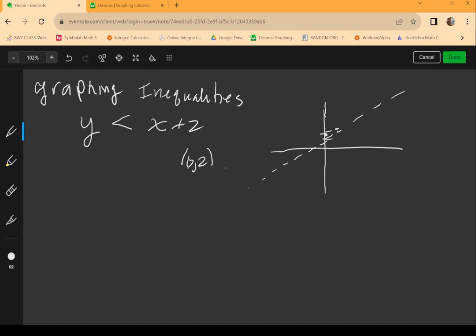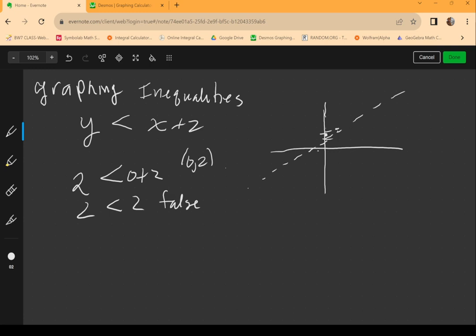So, for example, if I choose that y-intercept, the point 0, 2, where x is 0, y is 2, if we plug in those values, y is 2, x is 0 plus 2, we get the inequality 2 is less than 2, which is false. So what that means is that point is not part of the inequality. It's the border where it cuts the two sets, one that is the solution and the other one is not.